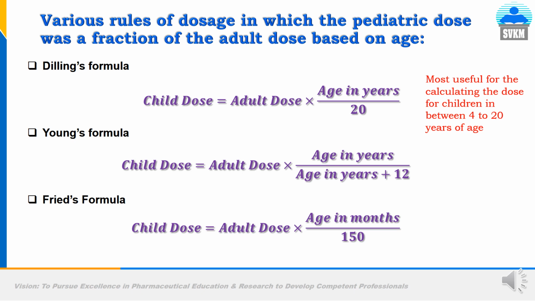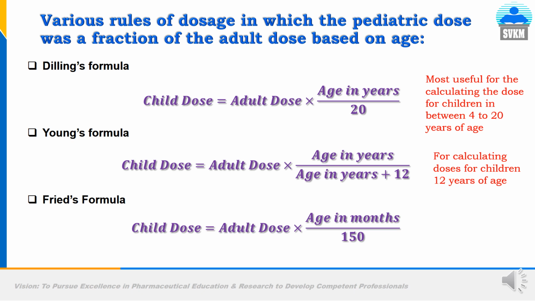Next is Young's formula. Young's formula is: child dose is equal to adult dose multiplied by age in years divided by age in years plus 12. And this formula is used for calculating doses for children of 12 years of age. It means that if you want to calculate the dose for 12 years of age children, you can use Young's formula.